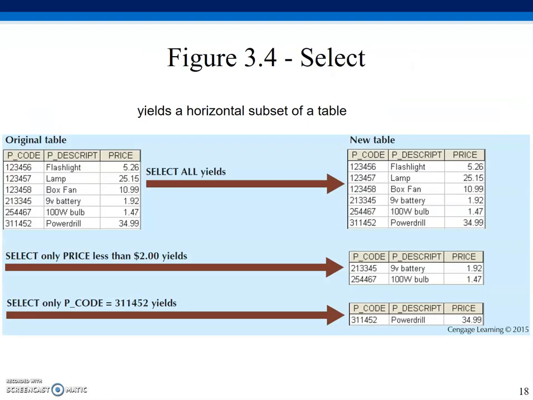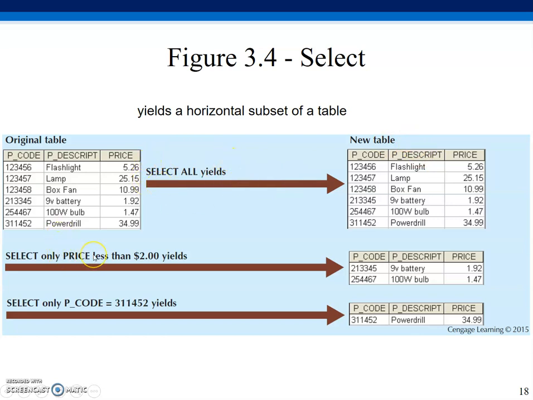Now, for select, this select is different from the SQL select that we have been doing, which is used to retrieve the records from the database. This select basically is saying, if I select all using the set operator, then it retrieves all the records and all the fields from the table. This is the new table created by doing a select all.